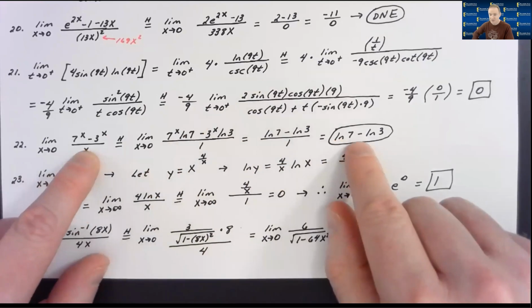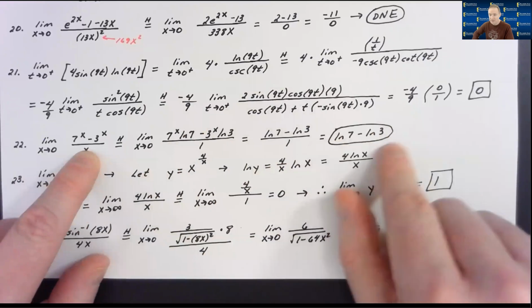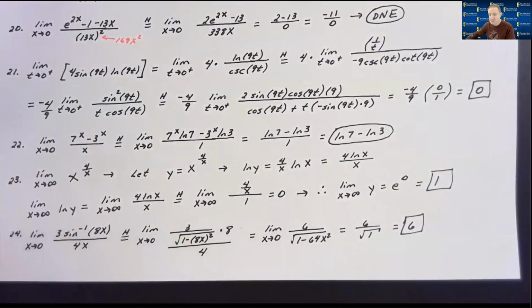That's just natural log of 7 minus natural log of 3, and that's the exact answer. So you could leave it like that, or if you wanted to condense and call that the natural log of 7/3, that would be cool. For 23, it gave you a problem in which logarithmic differentiation becomes necessary.